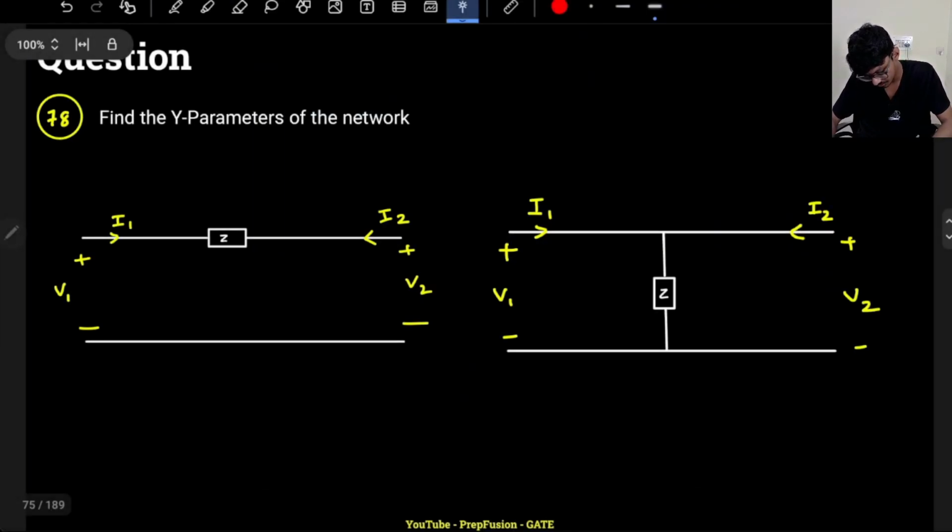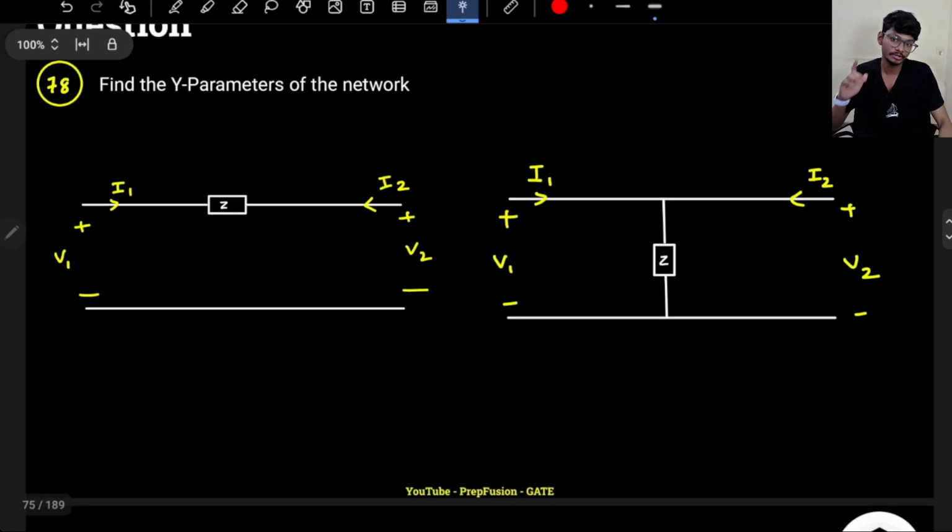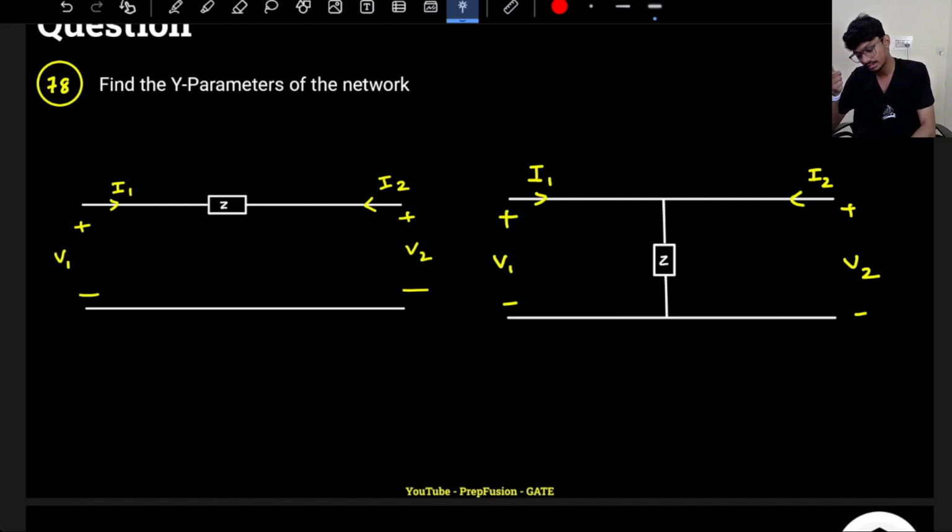So let's solve a few more questions. This is another question again. We saw for a single series element the Z parameter was not existing, right? But here will the Z parameter exist? Here I1 and I2 are dependent on each other, but V1 and V2 are independent. Okay, that's why the Y parameter will exist in this case. So we can cross verify this.